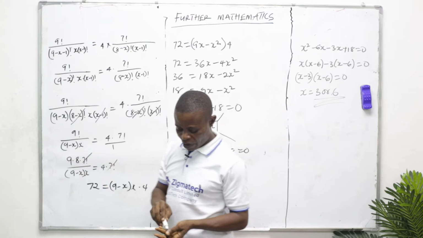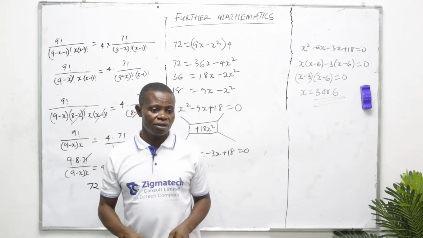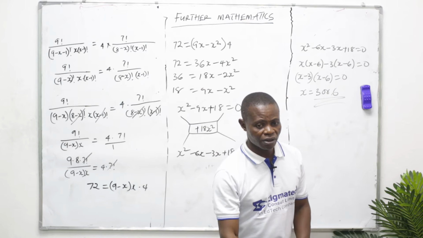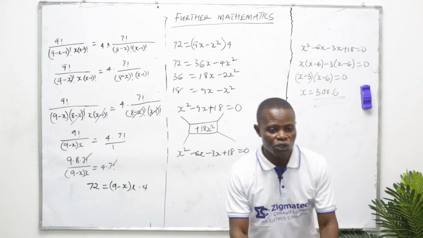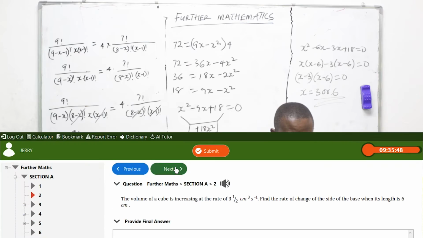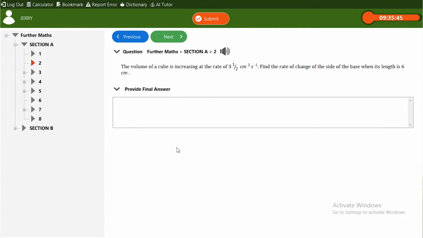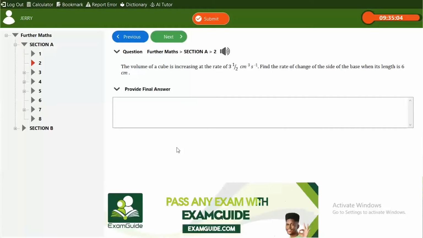So the question says find the values of x. So the values of s are 3 or 6. So next question, that's question number 2. Good, this is question number 2. The volume of a cube is increasing at the rate of 7/2 cm cube per second. Find the rate of change of the side of the base when its length is 6 centimeters.